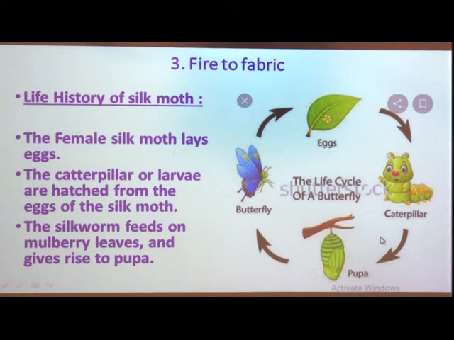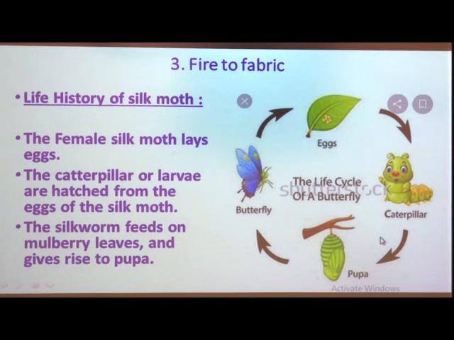So they can eat continuously day and night for 25 to 30 days. So continuously these caterpillars are eating mulberry leaves for 25 to 30 days, and after 25 to 30 days what happens? They are changing into a pupa. The stage of that life cycle of silk moth after caterpillar is known as a pupa.